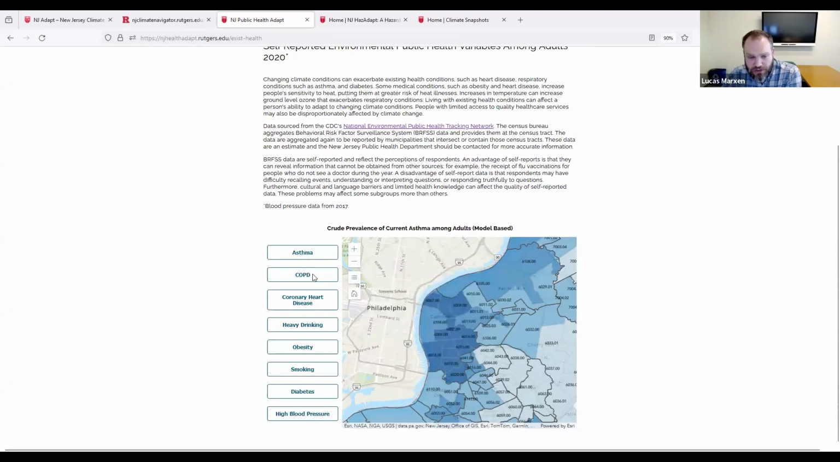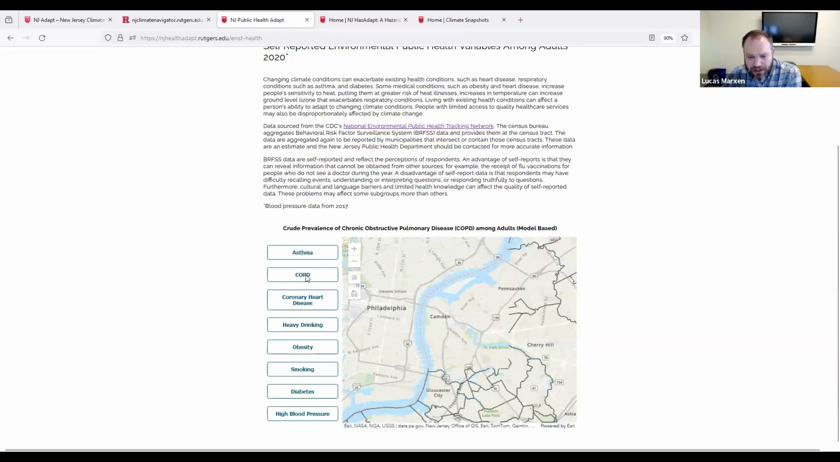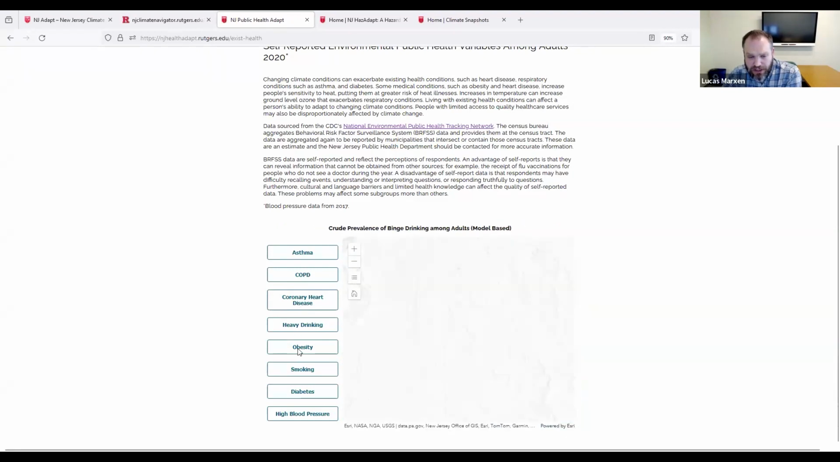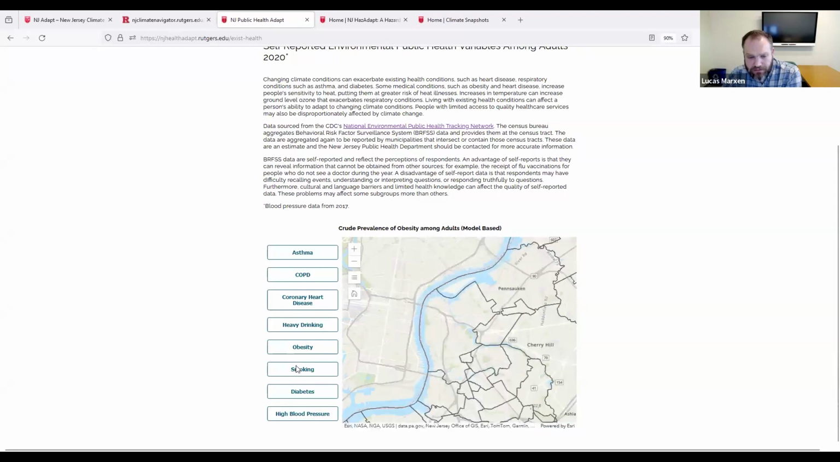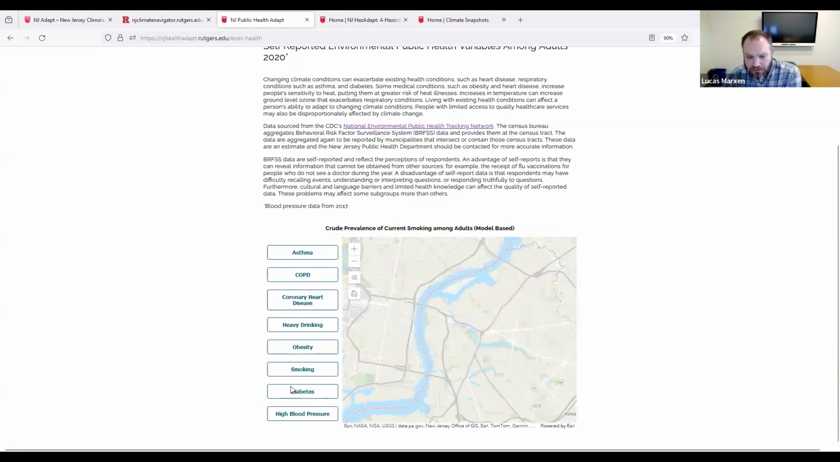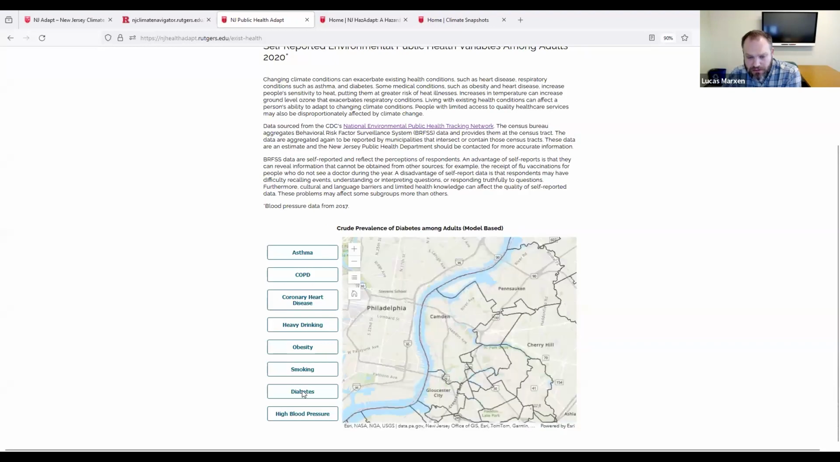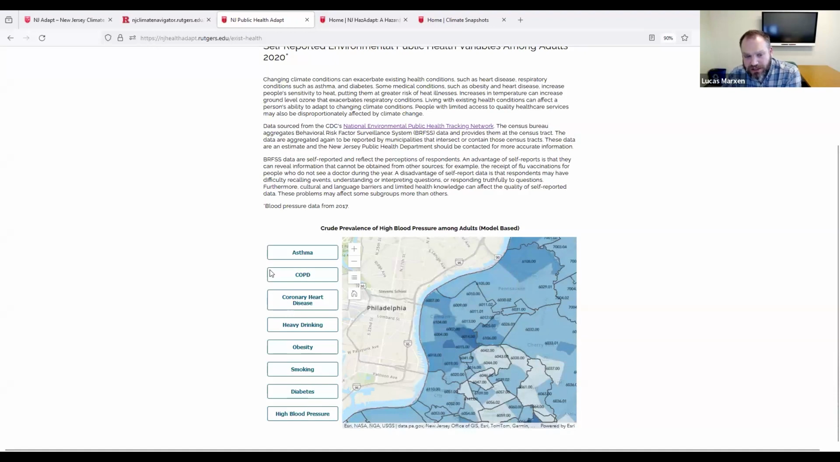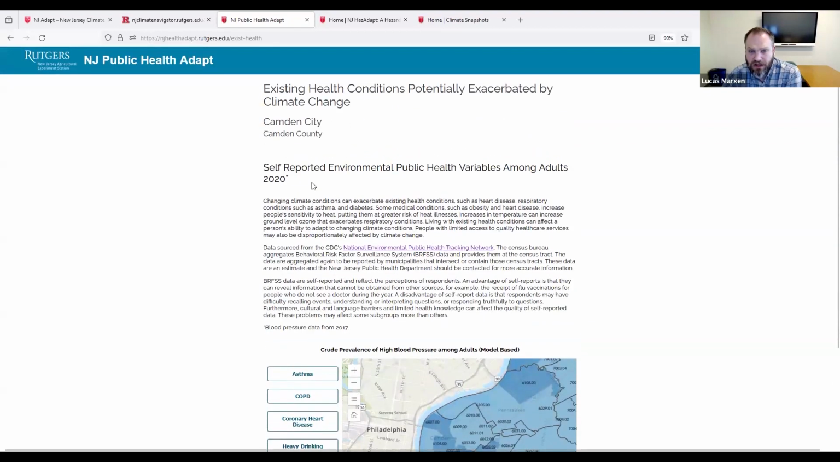And on the left here, you can switch between the different types of health conditions. So looking at asthma, COPD, coronary heart disease, heavy drinking, obesity, smoking, diabetes, and high blood pressure. And so as a public health official, this can help you understand specific areas within your locality where there's a higher concentration of people with specific health conditions that may be particularly at risk, that you may want to have certain types of interventions for in terms of dealing with the impacts of climate change.